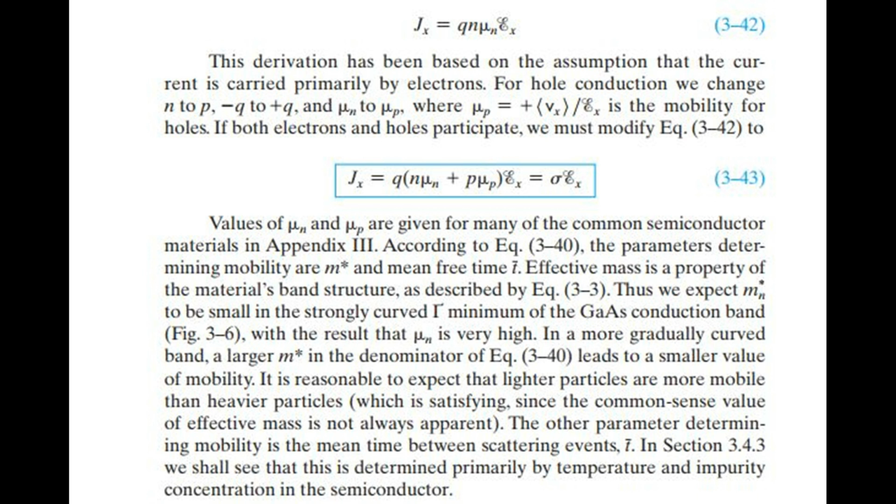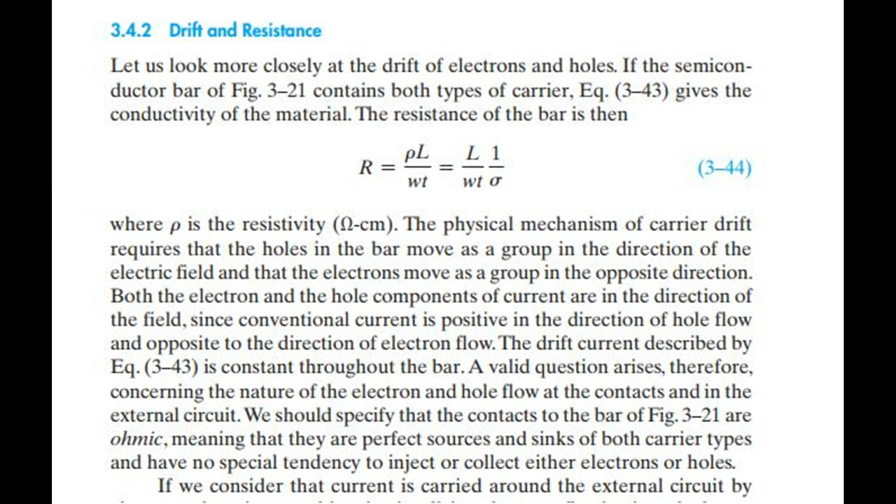The other parameter determining mobility is the mean time between scattering events, τ. In section 3.4.3 we shall see that this is determined primarily by temperature and impurity concentration in the semiconductor. Drift and resistance.